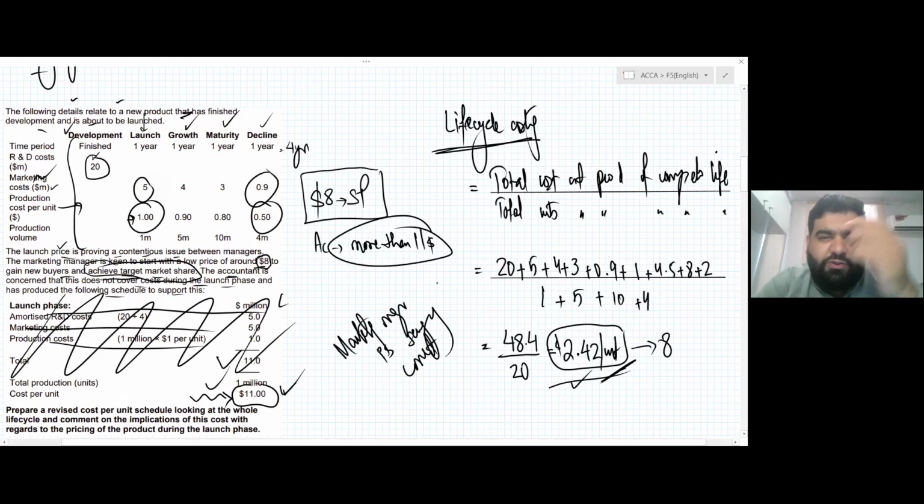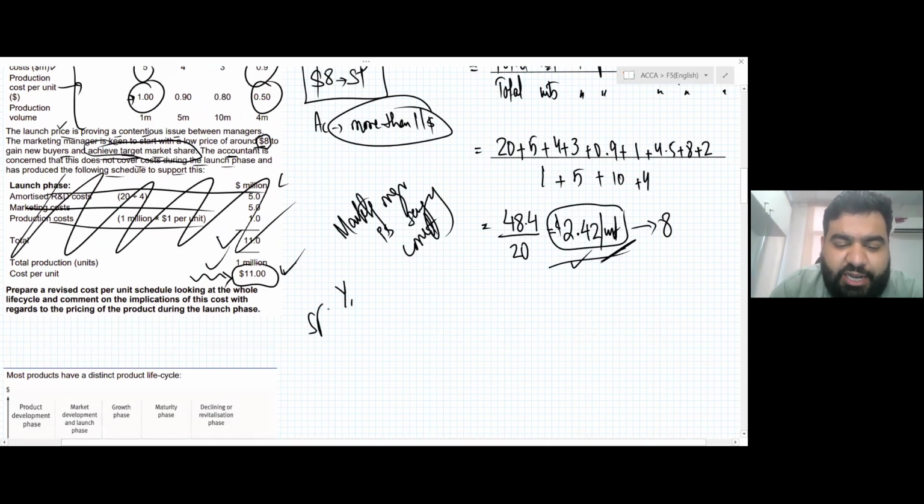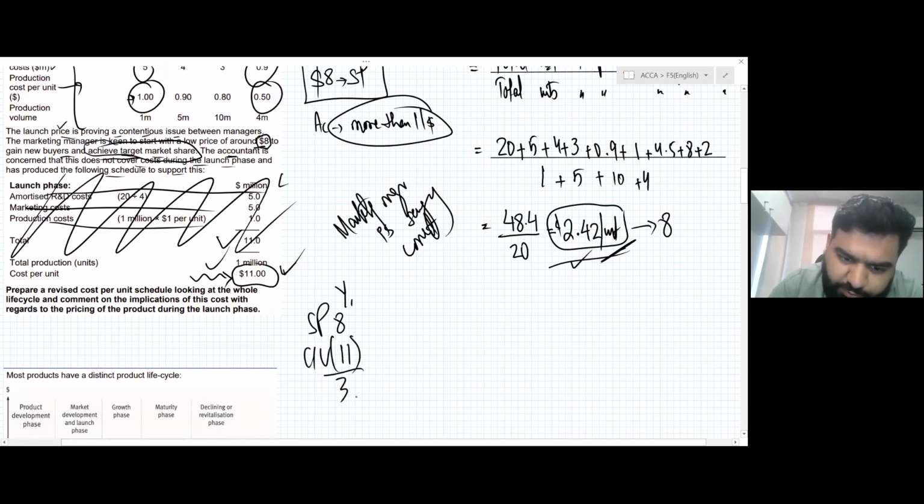By the way, when you make the statement for year one, the selling price will be 8 and the cost per unit will be 11. I know, in the first year you will be seeing the loss, because the cost is 11.